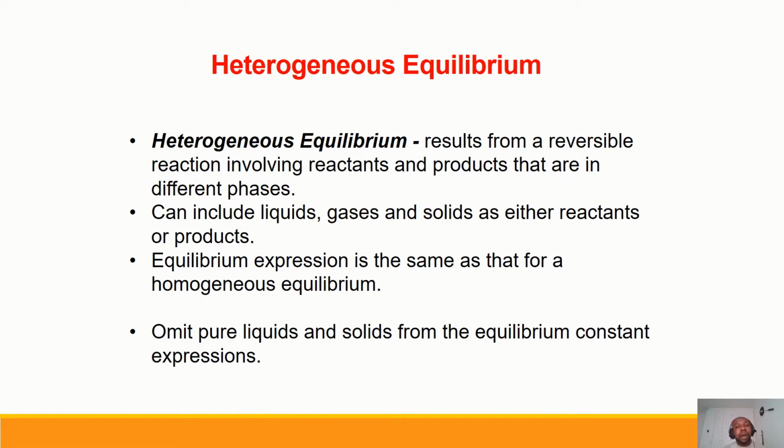So we have also heterogeneous equilibrium. This results from a reversible reaction involving reactants and products that are in different phases. So the phases can be liquid, gases, and solid. For expressing this kind of heterogeneous equilibrium, we have to omit pure liquids and solids. Keep that in mind. If it is a pure liquid or solid, we omit it in the equilibrium expression.